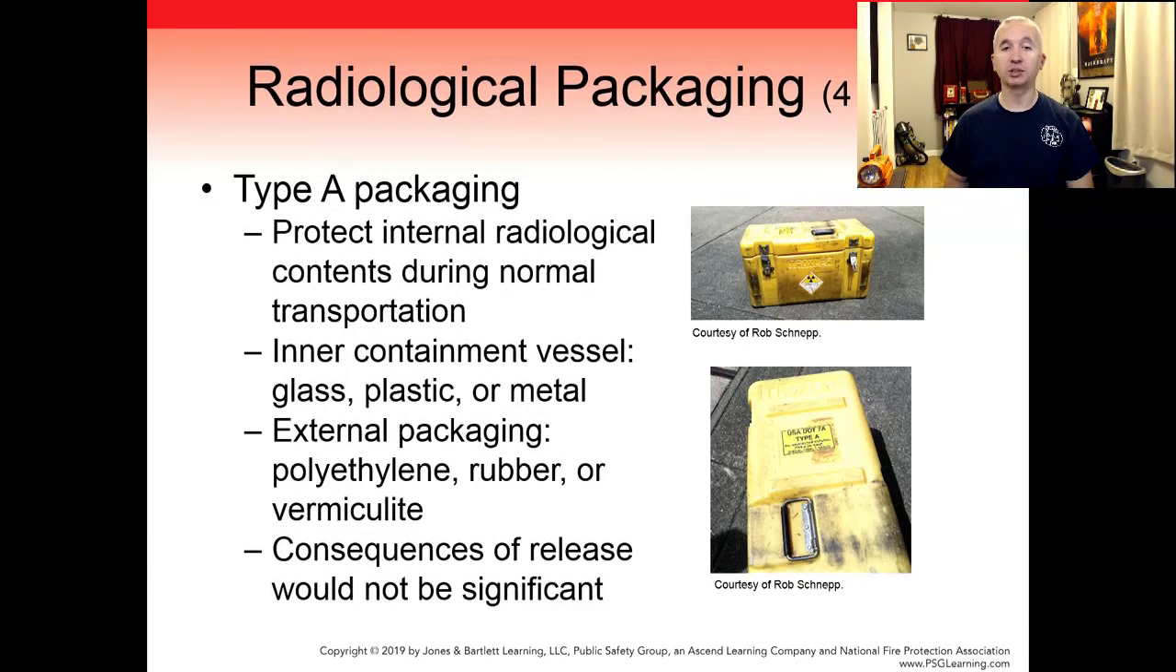Type A packaging is designed to protect the internal radiological contents during normal transportation and in the event of a minor accident. Type A packaging is characterized by having an internal containment vessel made of glass, plastic, or metal, and external packaging materials that include polyethylene, rubber, or vermiculite. The consequences of a release of the material in one of these packages would not be significant because the quantity of material in the package is limited.